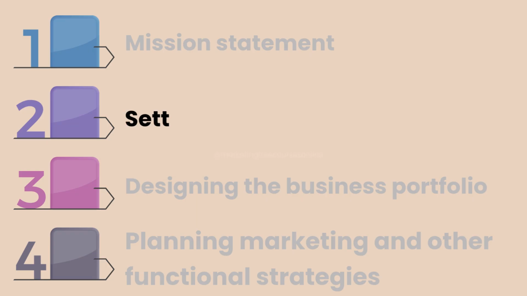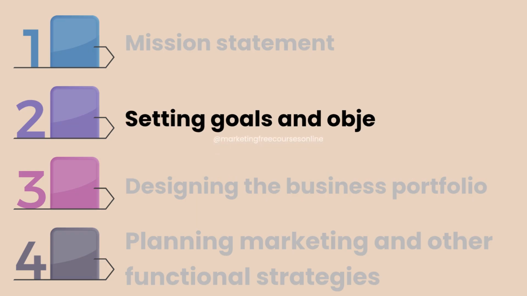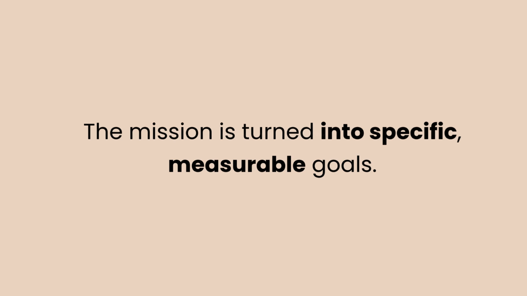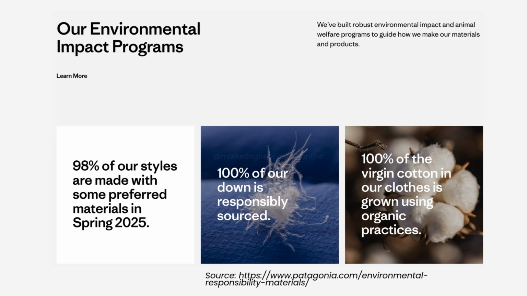Step 2, setting company objectives and goals. Once the mission is clear, the company sets specific goals to achieve it. Think of objectives as checkpoints on a road trip. They need to be measurable, like increase sales by 10% this year, or reduce waste by 20%. For Patagonia, a goal might be use 100% recycled materials in all products by 2030. These goals turn the mission into action. Companies set goals for different areas, like marketing, grow customer base, finance, boost profits, or operations, improve production.